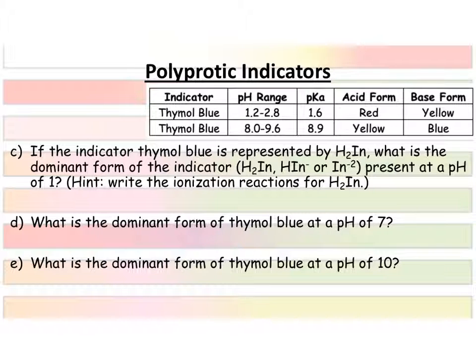All right. So again, looking at our indicator as this, at a pH of 1, what is the dominant form? A pH of 1 is below the first pKa, so I've just got all of the straight diprotic indicator there. At a pH of 7, 7 is between the two pKa's, so that's going to be our yellow. That is going to be that intermediate species there. And then when we're at a pH of 10, that's above the last pKa, so we are going to be left with the In2- ion.